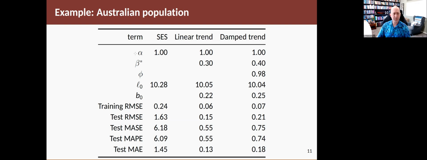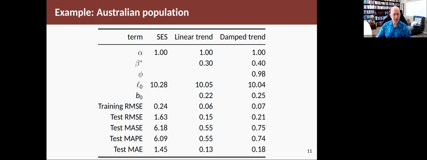So the alpha parameter, which is how quickly the level changes, is one for all three models. So it's changing quickly. The beta star parameter, which is how quickly the slope changes, doesn't exist for the simple exponential smoothing model. For the other two, it's relatively large again. The slope is changing relatively quickly, at 0.3 or 0.4. The phi parameter, when we do include damping, is very high, 0.98, so there's not very much damping going on. The larger that is, the less damping occurs. As phi is smaller, it'll flatten more quickly. Then we have the initial level and the initial slope, which are not particularly informative here.